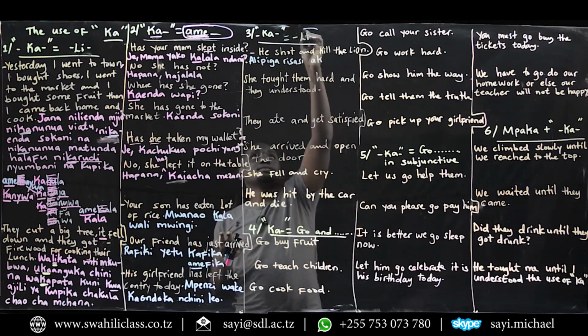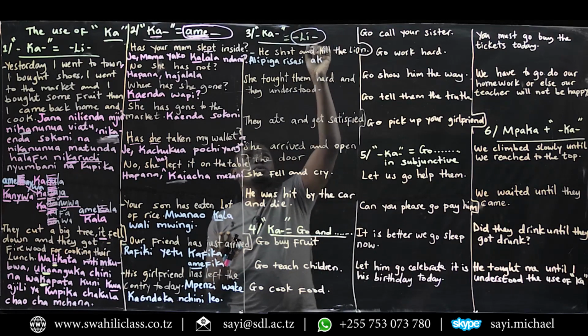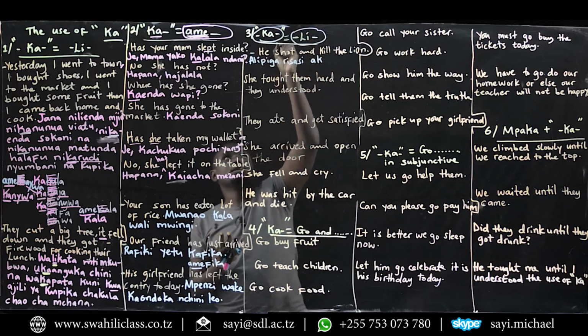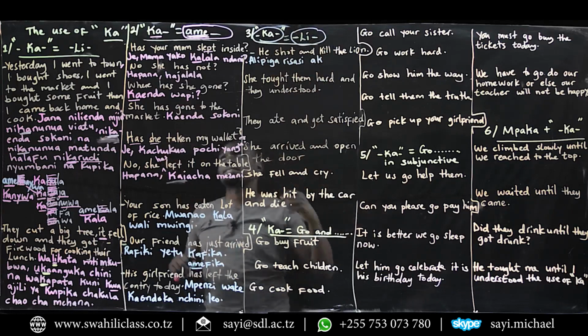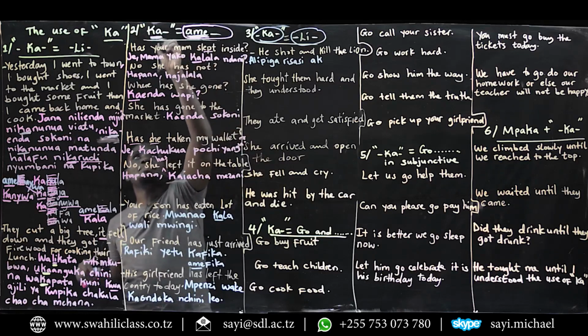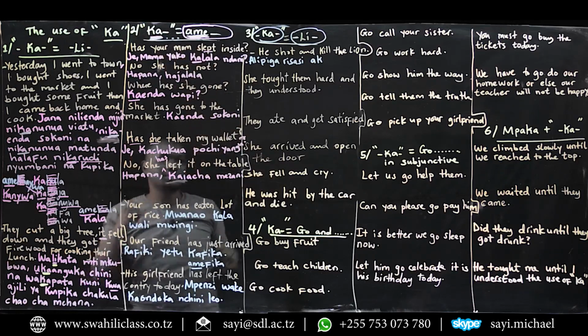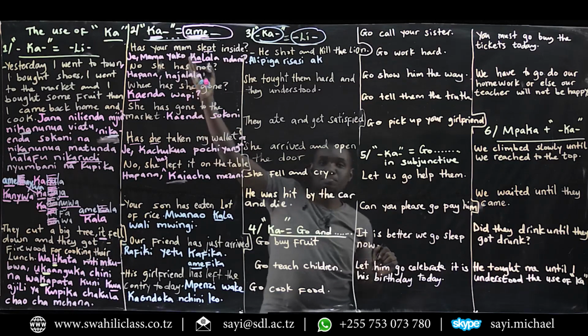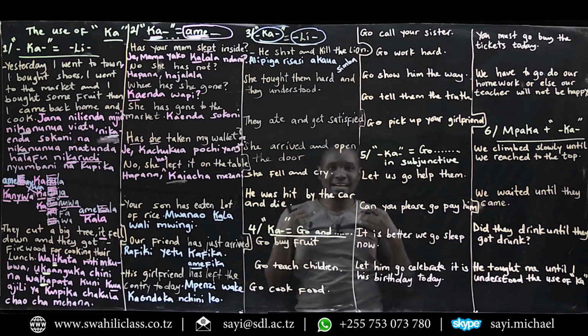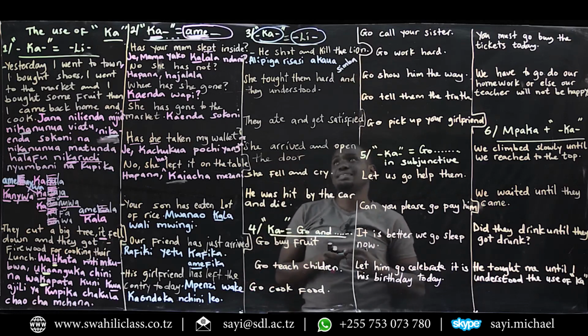Piga risasi. You see, there is a dash, so it means it's between the sentence. Dash and dash means it's between the sentence. Like this one, it's ka in the beginning, and then the sentence is coming. So ka there is a prefix, but ka here is an infix. So, alipiga risasi, akaua simba. He shot and killed the lion.